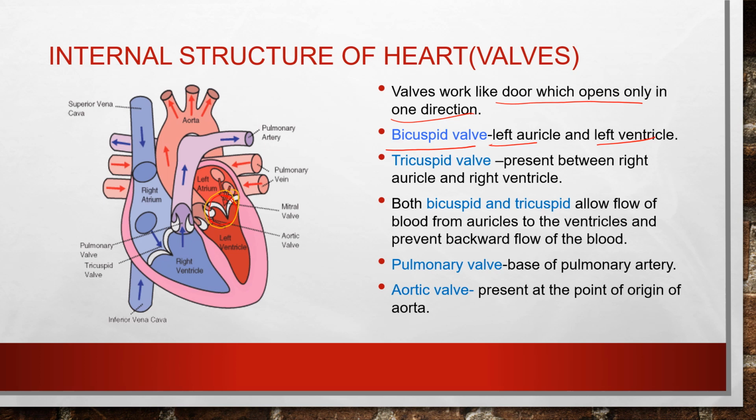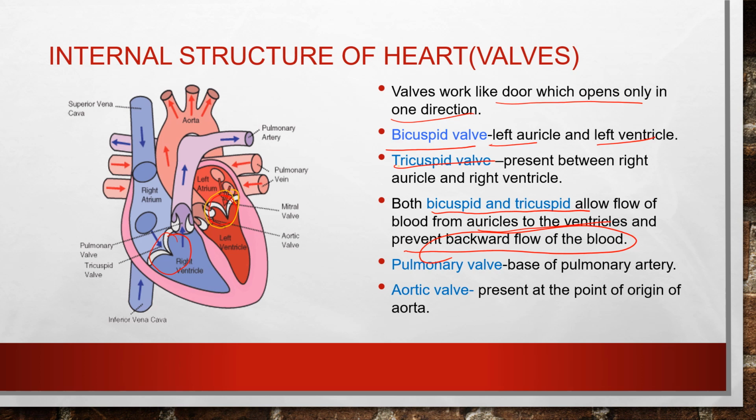Once the blood is emptied from the left auricle to the left ventricle, this valve closes, so that no more blood comes into this ventricle before the ventricle is emptied. So it is a one-way door like thing. It will not backflow. It will prevent the backflow of the blood. And the tricuspid valve is present between the right auricle and the right ventricle. Both bicuspid and tricuspid allow the blood to flow from the auricles to the ventricles, and they always prevent the backflow of the blood.